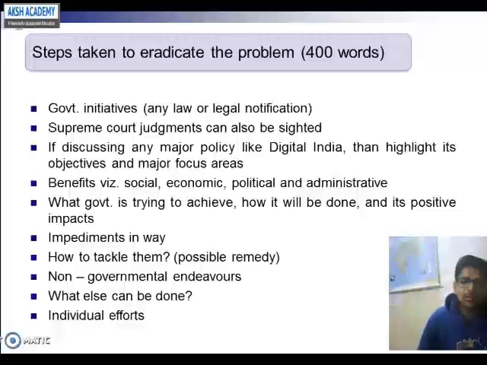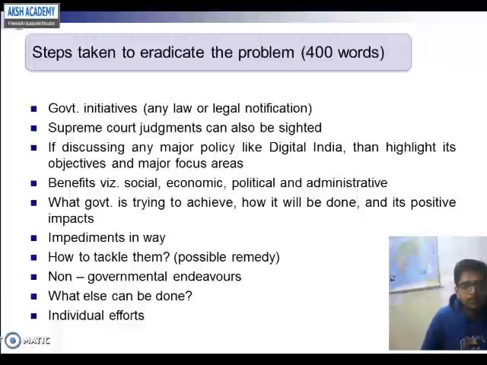Let us suppose you are discussing any major policy, let us say Digital India itself. Try to highlight the major objectives, what the government is trying to achieve, and what the benefits of it are in the society. Basically, a cure to the problem.